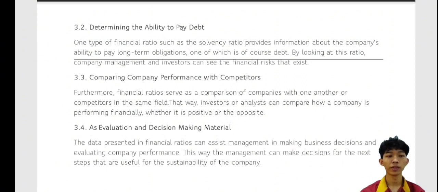Next, comparing company performance with competitors. Furthermore, financial ratios serve as a comparison of companies with one another, of competitors in the same field. That way, investors or analysts can compare how a company is performing financially, whether it is positive or the opposite. As evaluation and decision-making material, the data present in financial ratios can assist management in making business decisions and evaluating company performance. This way, the management can make decisions for the next steps that are useful for the sustainability of the company.